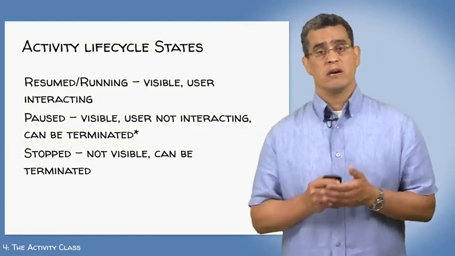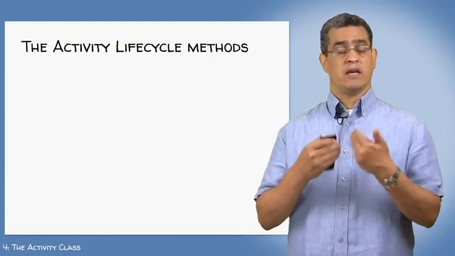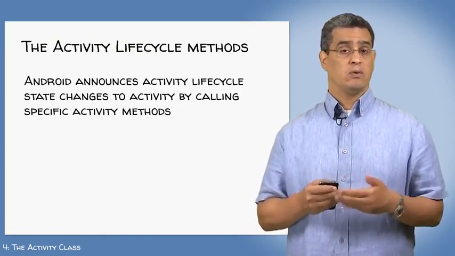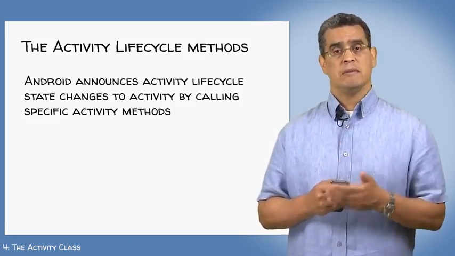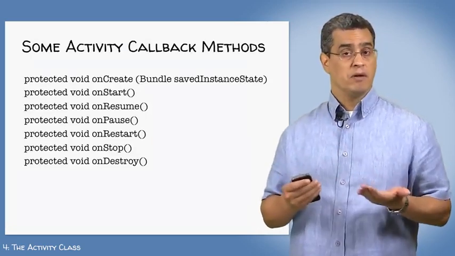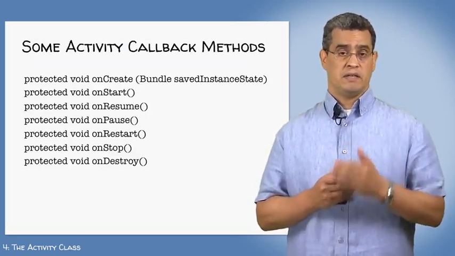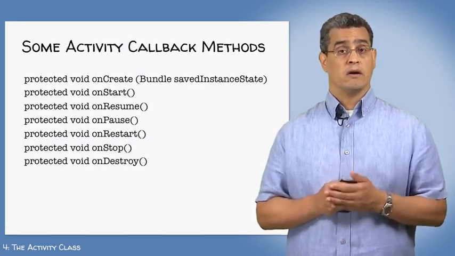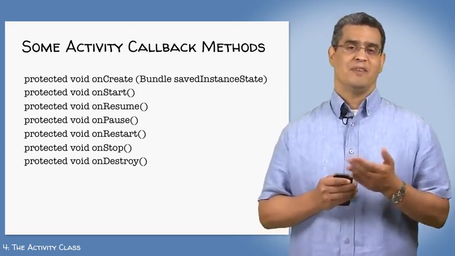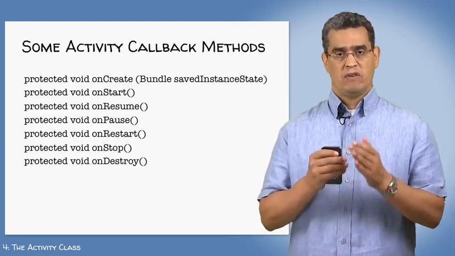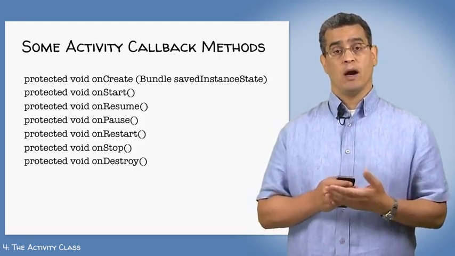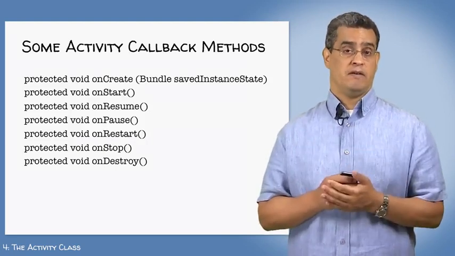In order to support scenarios like this, Android announces lifecycle changes to your activity by calling specific lifecycle or template methods. Some of these methods are shown here, and each is named, as you can see, on something or other. onCreate, when the activity is about to be created. onStart, for when the activity is about to become visible. All the way to onDestroy, when the activity is about to be destroyed. And if you want to take some specific action when your activity changes state, then you need to override one or more of these methods in your activity.